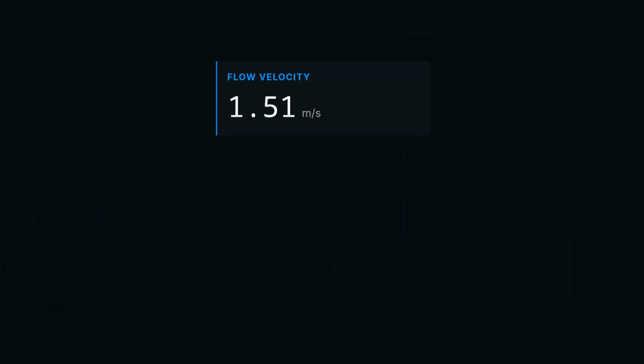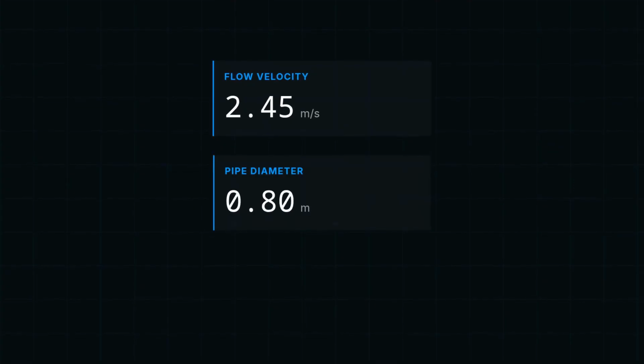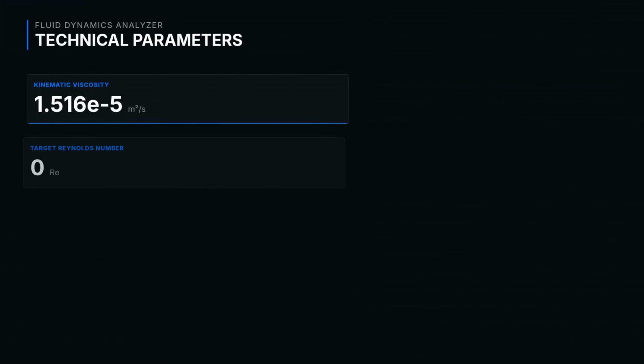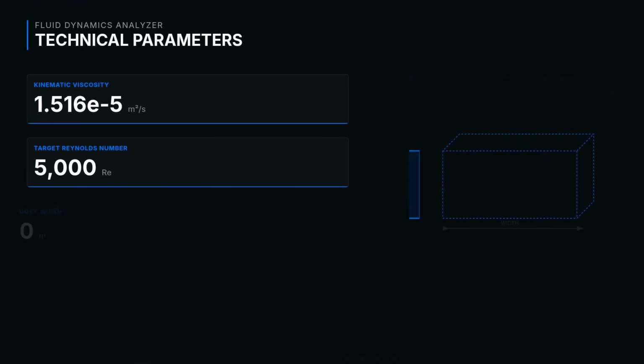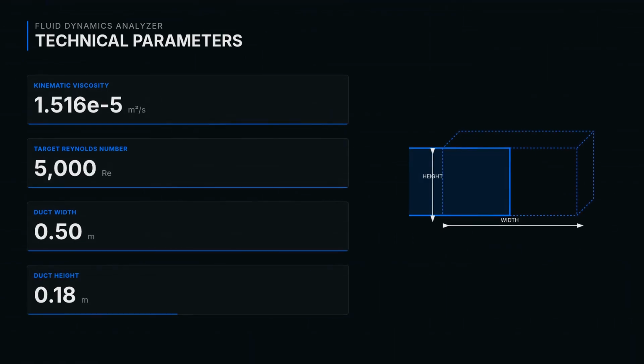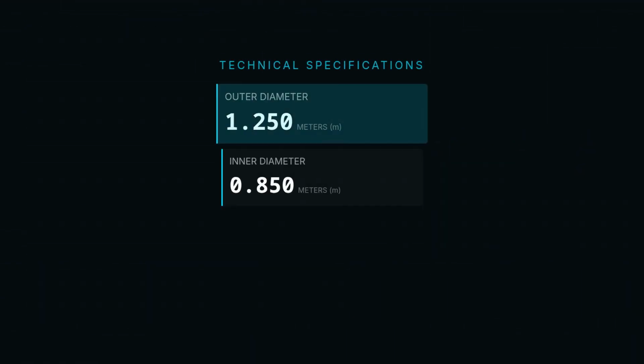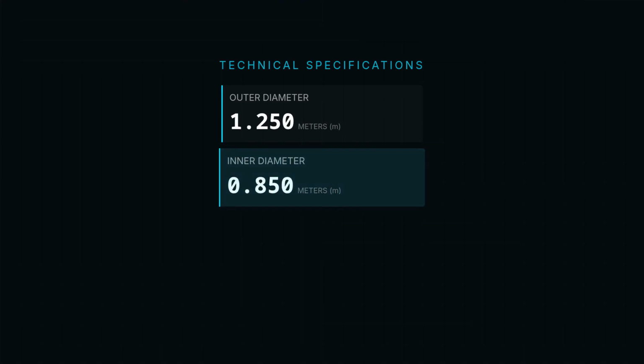The input fields include flow velocity in meters per second, pipe diameter in meters, kinematic viscosity in meters squared per second, target Reynolds number, duct width in meters, duct height in meters, outer diameter in meters, and inner diameter in meters. Let's work through an example.